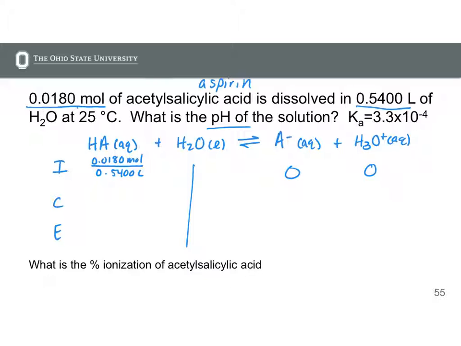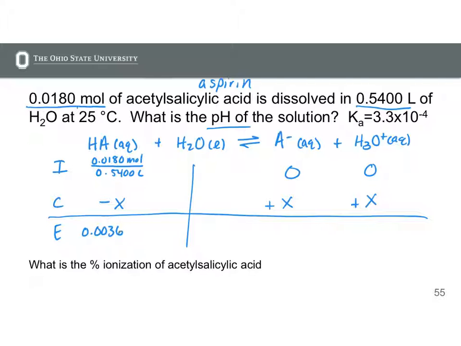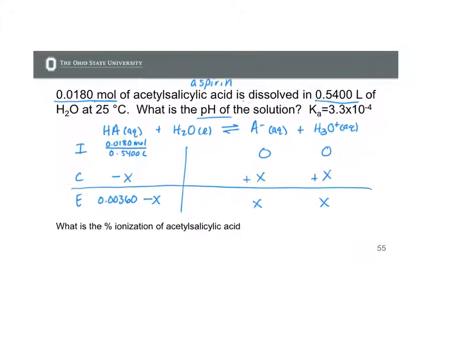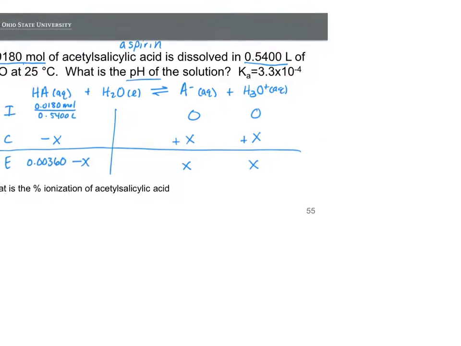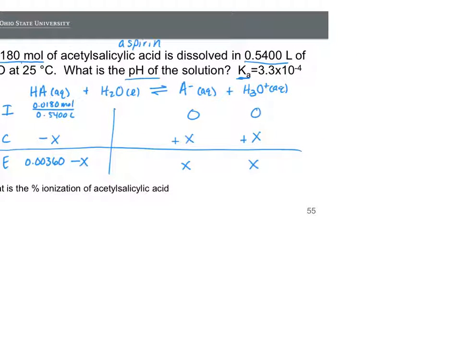So we know as the equilibrium is achieved, we're going to react some of the reactants to form products. So minus X for HA, plus X for A-, and plus X for H3O+. And then at equilibrium, we'll have this many moles per liter, which is 0.00360 minus X for HA, X moles per liter of A-, and X moles per liter of H3O+. We're given the Ka for acetylsalicylic acid, and that's what we need to use here in this case.